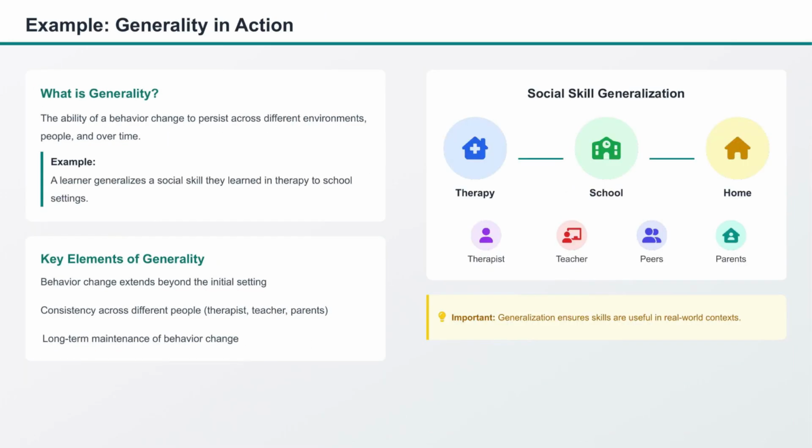Let's consider generality. For example, after a child learns a social skill in therapy, we want to make sure that they can generalize the skill in other environments, like school or at home. Generalization is important because we want the behavior change to last beyond just one setting.